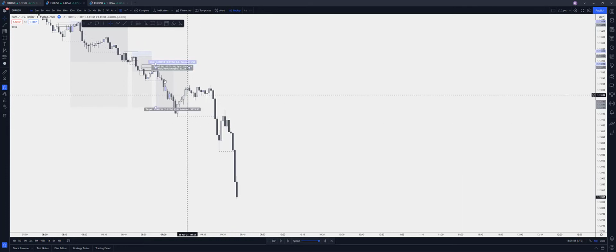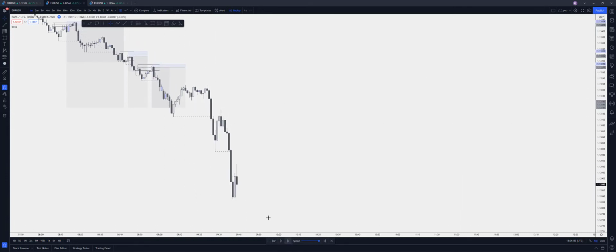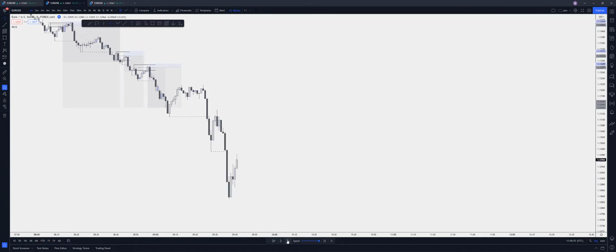So we're still waiting for price to come up and then down. Okay, so this is now a low.